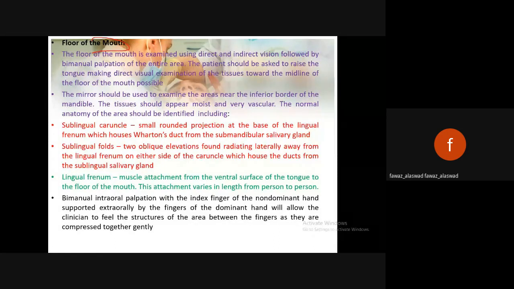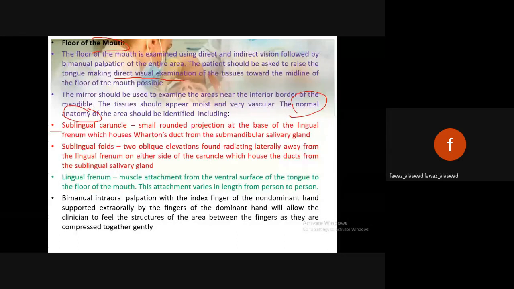So, by manual palpation, here we are going to ask the patient to raise his tongue for direct visualization of the tissue. And here we have to know the normal anatomy of this area. Knowing the normal anatomy is very important to know whether this is considered normal or abnormal.